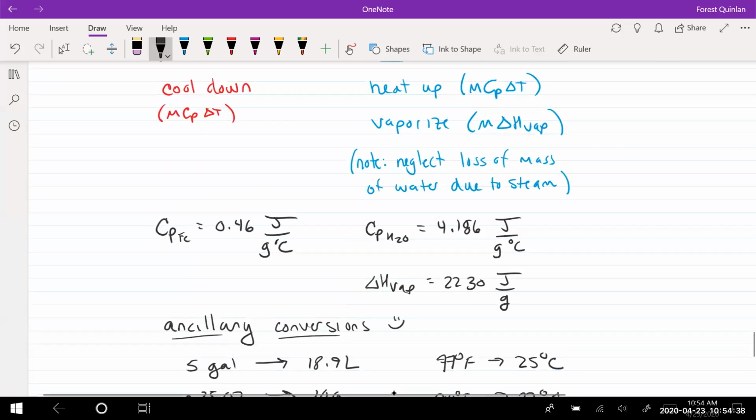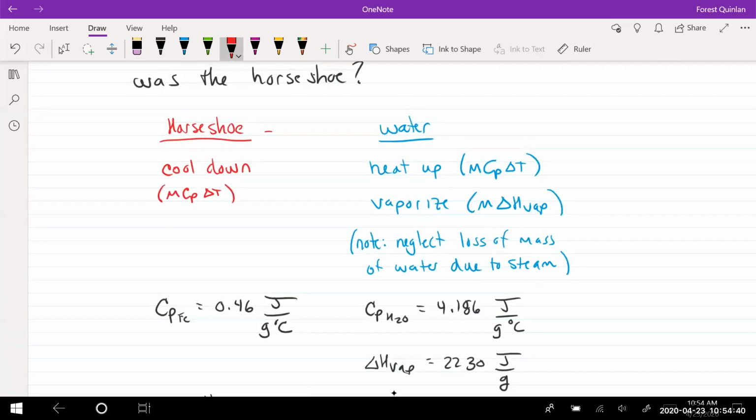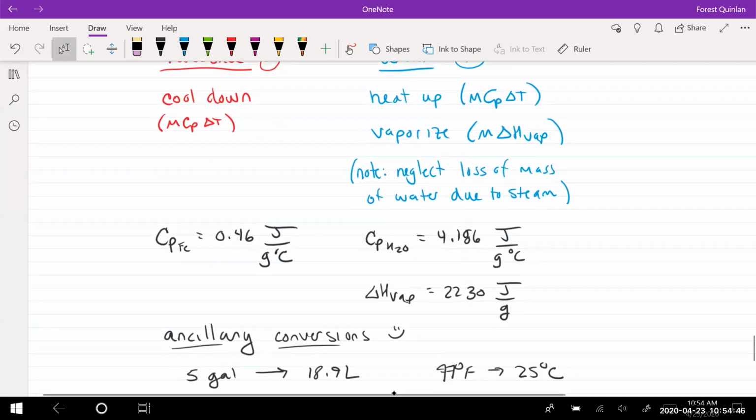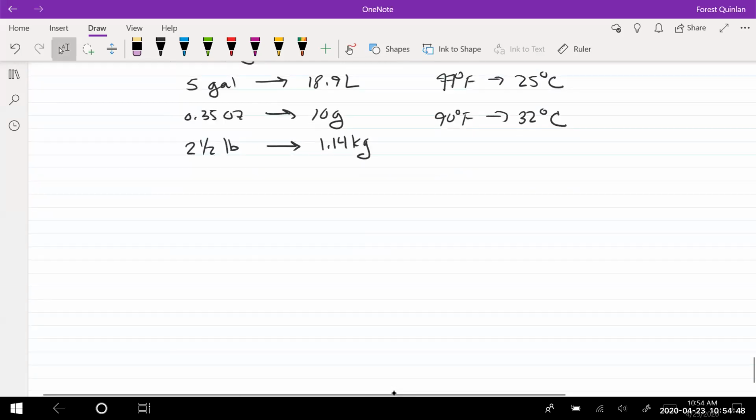Okay, the horseshoe is going to be losing, so that's the one that's going to be negative. The water is going to be gaining, so that's positive. So what we have here is just setting these things equal to each other. Let's take a look at the horseshoe.